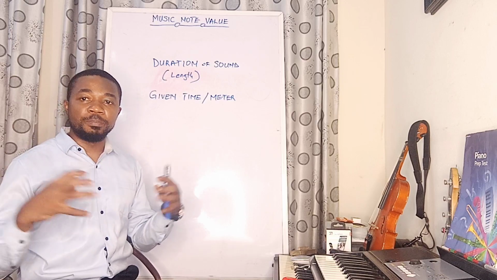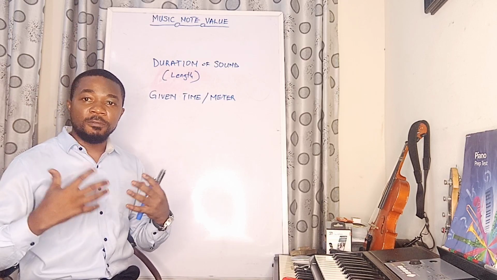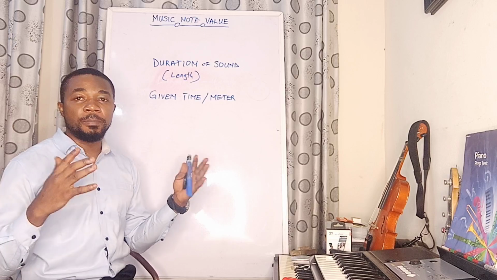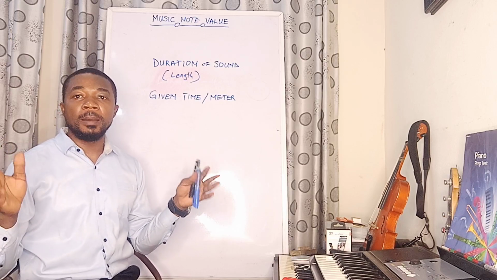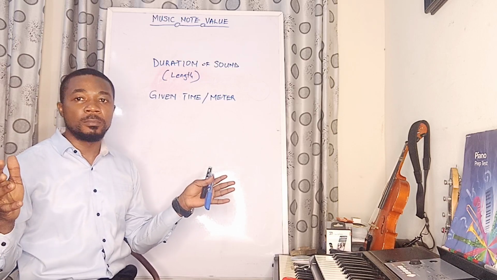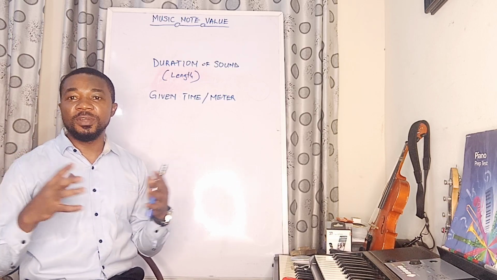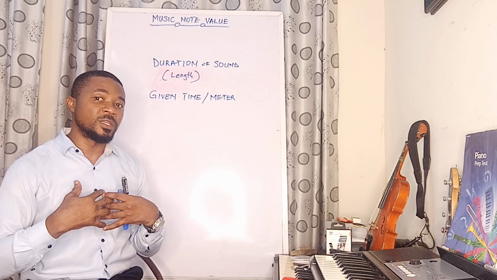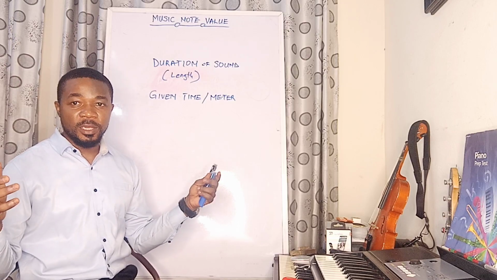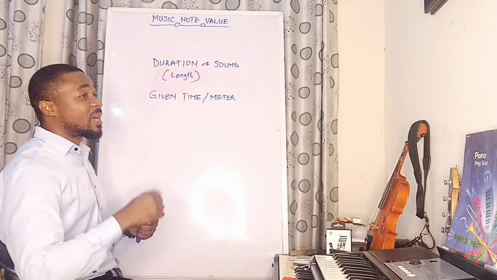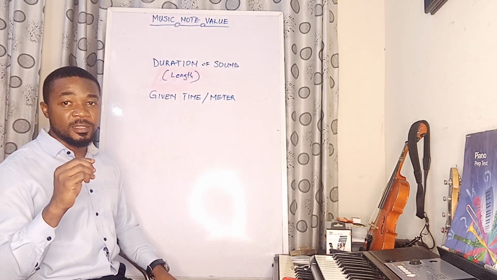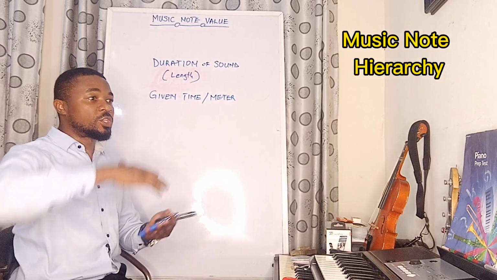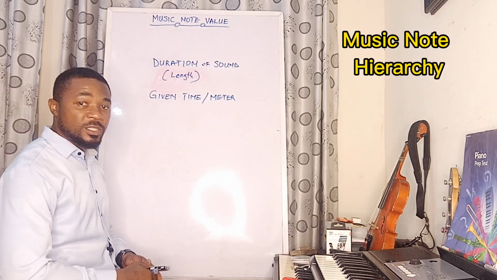And when all these music notes are put together, they in turn give us what we call rhythm. When we combine different music notes, like pam pam pam pam, I just produced different music note values. When I integrate all of these, they become rhythm. Today the first thing we want to look at is music note hierarchy. How do you identify music note hierarchy? That is, which of these notes is the biggest and which is the smallest.